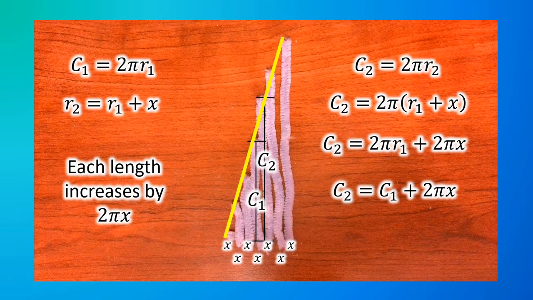So that means that each length increases by 2 pi x, as we could do this for any 2 adjacent pieces. Now, as x is constant for this example, that means that 2 pi x is constant for this example. That means that this line is linear and this line is straight and not curved.